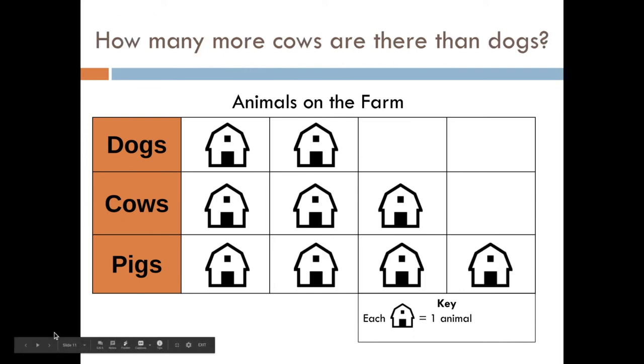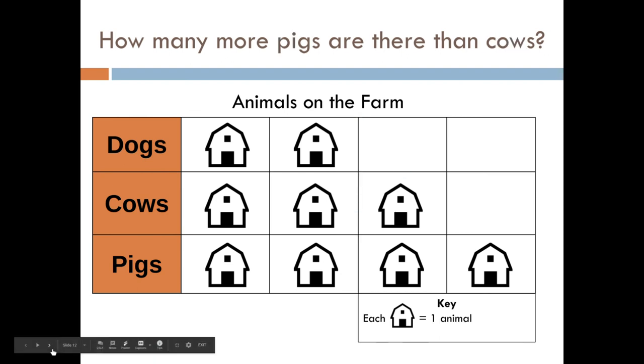How many more cows are there than dogs? I like these questions because they're comparison questions. And so I can clearly look at the dog row and the cow row and compare them. Remember we talked about compare and contrast in math earlier in the year. And I can clearly see that there's 1 more cow than dog. Another way to do this is by using subtraction. You can say that there are 3 cows and 2 dogs. 3 minus 2 equals 1.